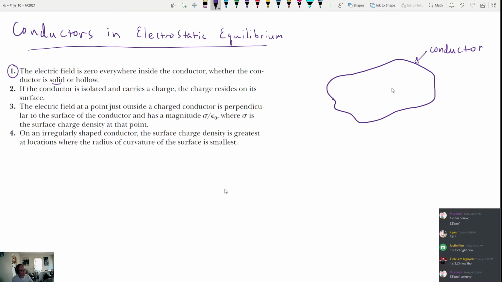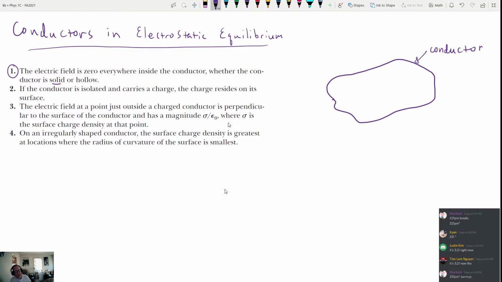It has a certain shape. The knob on my door would be another example of something that's a conductor. It's probably pretty solid all the way through. Anything you can think of that's metal, a piece of metal that's solid. It could be a ball of foil, right? Aluminum foil is a conductor. If you take a piece of aluminum, you crunch it up into a ball, that's going to be a conductor, right? So that's what we're talking about here.